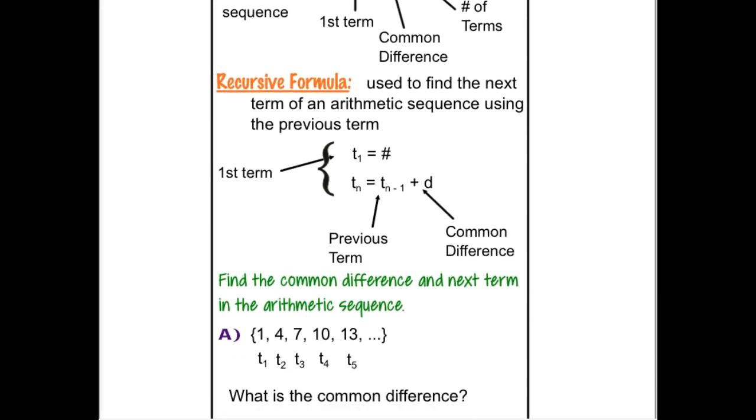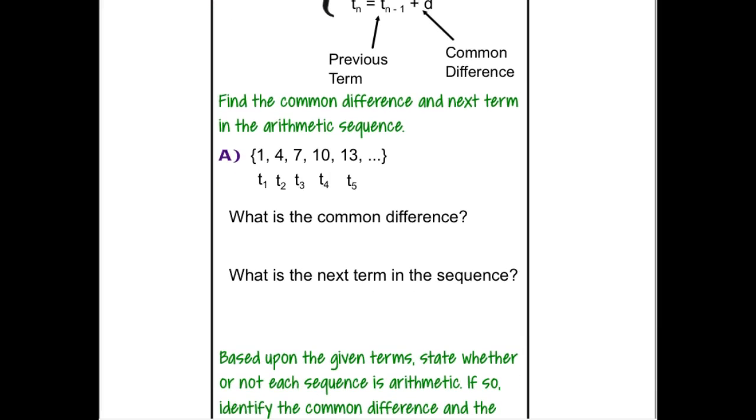So what we're going to do now is start off by looking at finding the common difference and the next term. So when we look here, I see that to get from 1 to 4 is plus 3, 4 to 7 is plus 3, 7 to 10 is plus 3, 10 to 13 is plus 3. That means my common difference, or D, is a positive 3. If it was going down 3, it would be a negative 3.